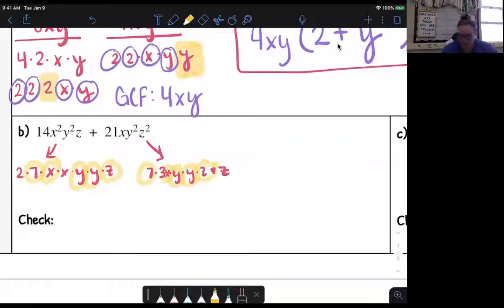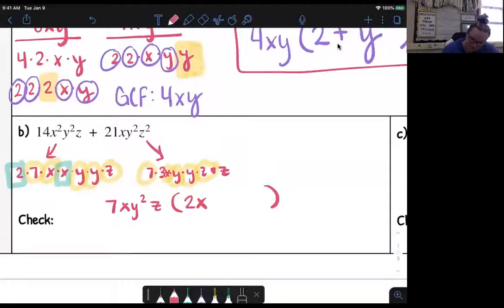So we're gonna factor that out. So we're gonna put 7x y squared z out in front of the parentheses. Then what would be left? Well, what's left here is a 2 and an x, so 2x in the first term, plus, and I know it's plus because this is positive, by the way. What was left here? A 3 and a z, so 3z.